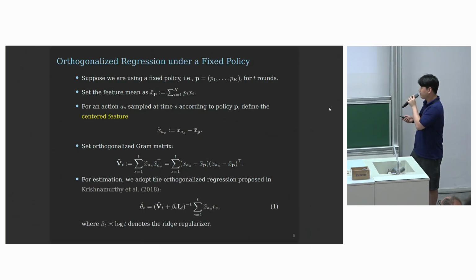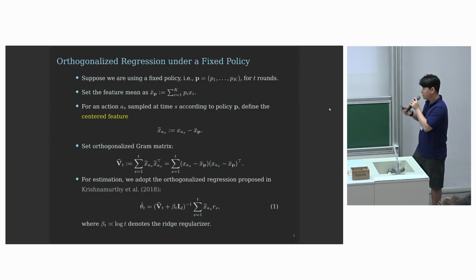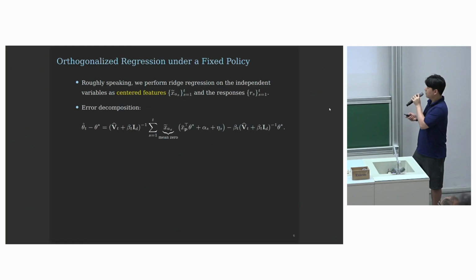Then we adopt an existing estimator from prior work. Essentially, we are doing ridge regression with the independent variables as centered features and the responses as rewards. It's important that we are doing regression with centered features. That is the difference from the linear bandit case.